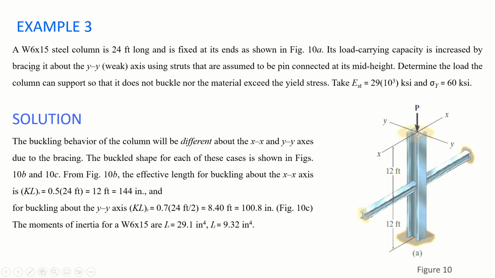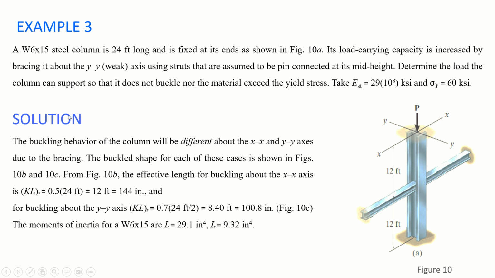In the third example, we are talking about a W6 by 15 shape, which is 24 feet long and is fixed at its ends as shown in figure 10a. Its load carrying capacity is increased by bracing it about the YY. Here it is braced about YY axis, and it is assumed to be pin connected at its mid height, right? Determine the load the column can support so that it does not buckle nor the material exceed the yield stress. Take E is equal to this and sigma y is this.